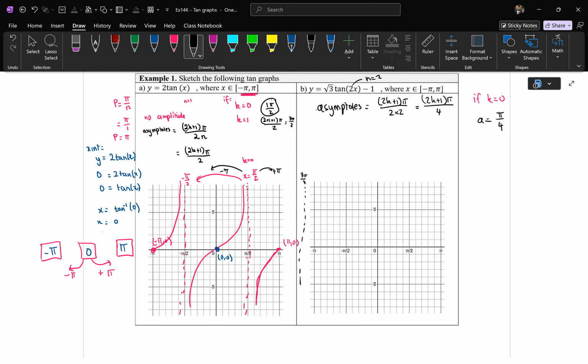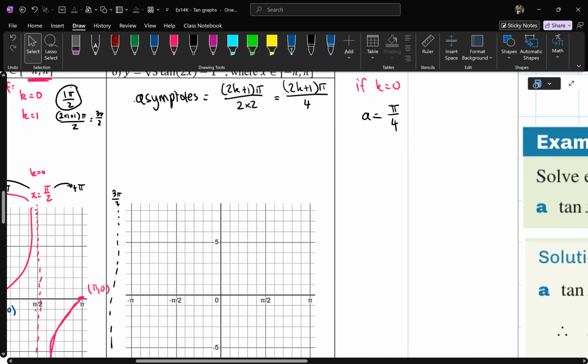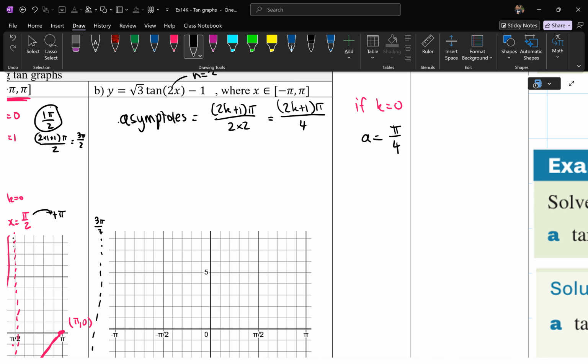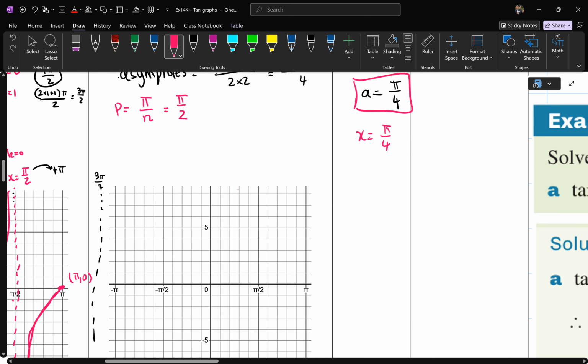So where's pi on 4? Let's have a look at the diagram. I've just worked out your first asymptote. If you want to find all your asymptotes right now, add or subtract the period. What's the period equal to? Pi divided by n. But since n is 2, your period must just be pi on 2. So now you've got your first asymptote, which is when x equals pi on 4. Here's pi on 2, and pi on 4 is halfway.